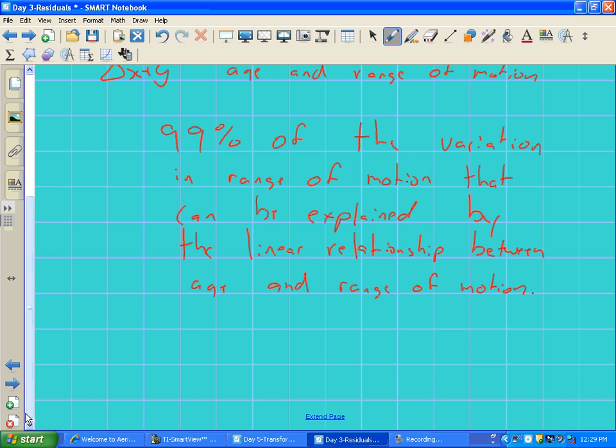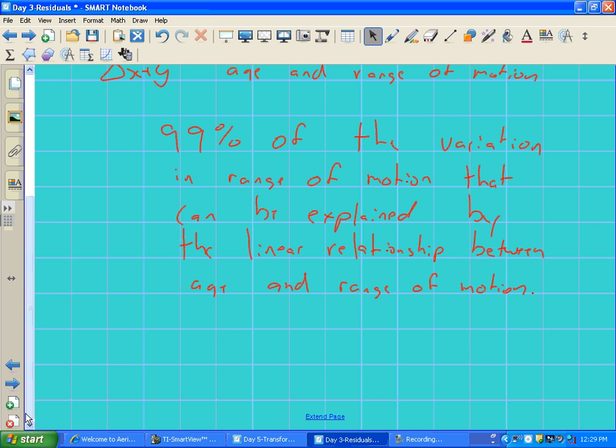The change in y from the linear relationship. Okay? That's your interpretation. It's going to be the same thing every time. It's going to be the percent, whatever r squared, of the variation in whatever your y is that can be explained by the linear relationship. That will be the same every time between whatever x is and y is. So there's your interpretation of r squared.